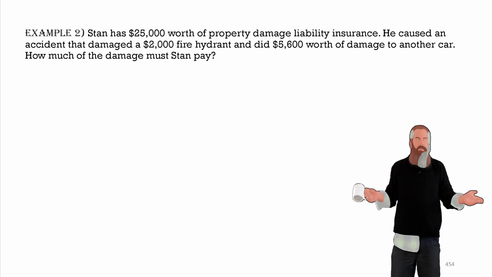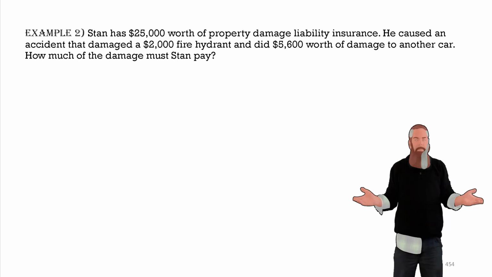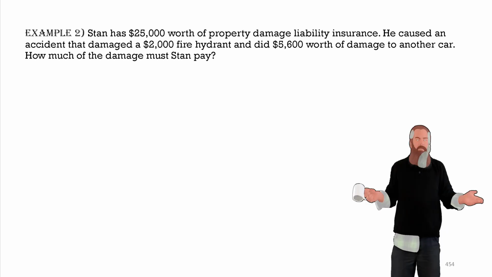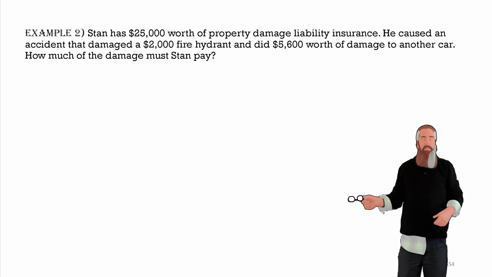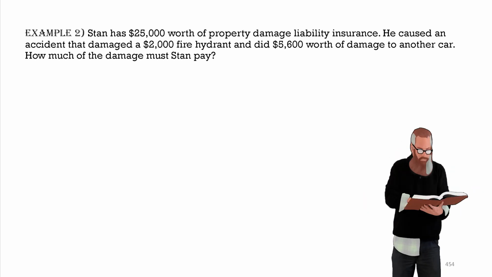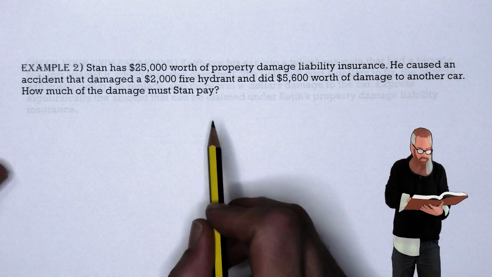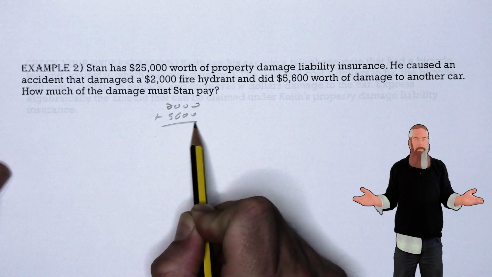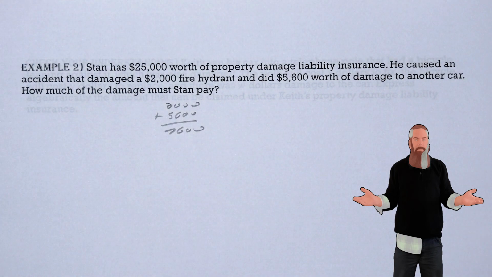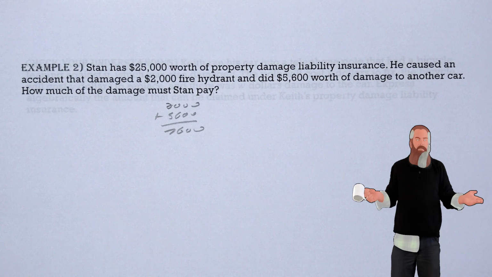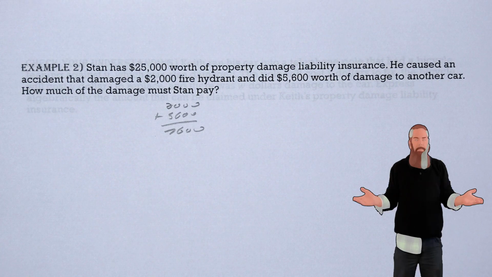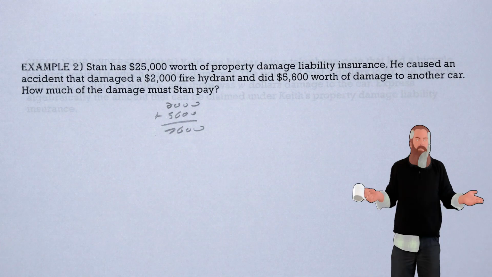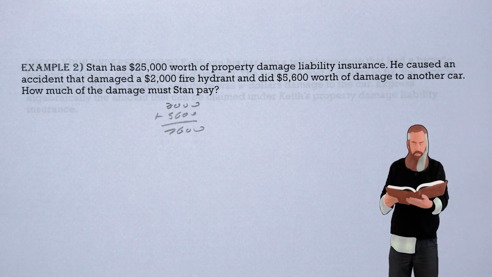Stan has $25,000 worth of property damage liability insurance. He caused an accident that damaged a $2,000 fire hydrant and did $5,600 worth of damage to another car. How much damage must Stan pay? First, we need to find out how much damage was caused, and there was $2,000 and there was the $5,600, giving us $7,600. Notice that $7,600 is less than $25,000, so the company will pay for all of the damages and Stan will pay nothing. Notice that this $25,000 property damage coverage limit is per accident.